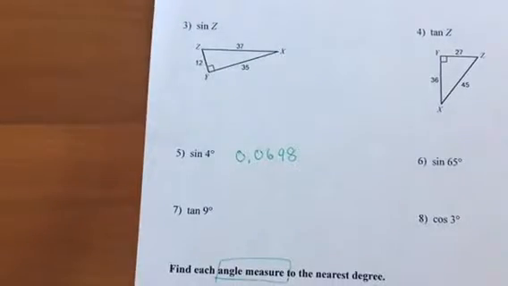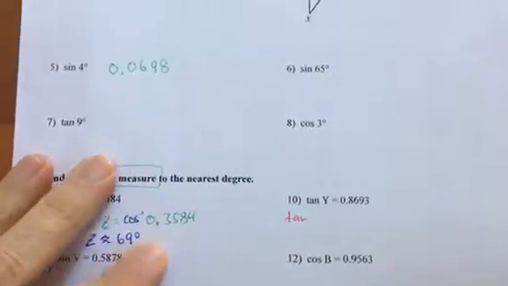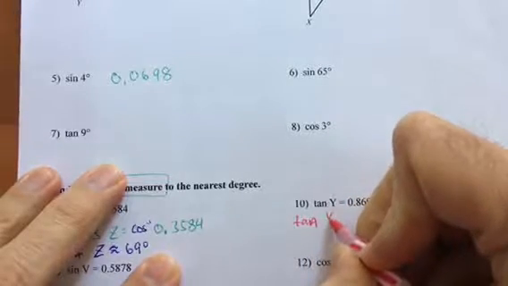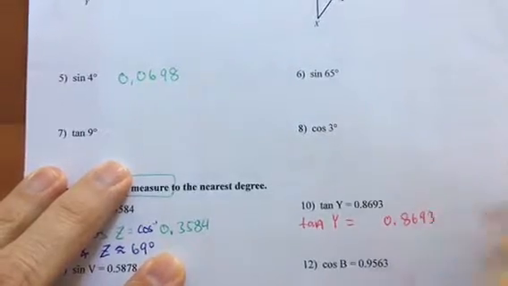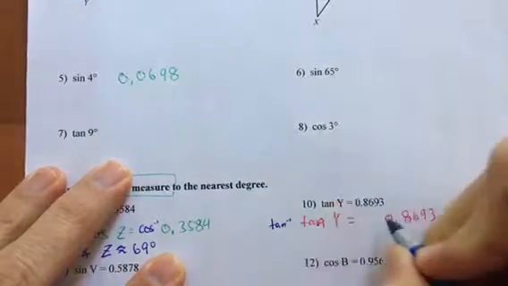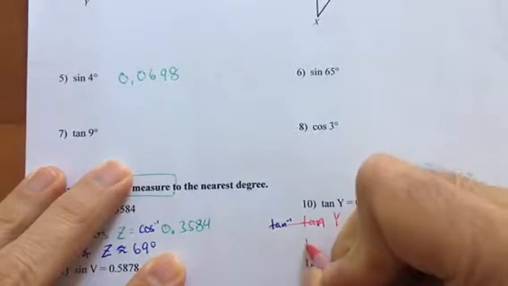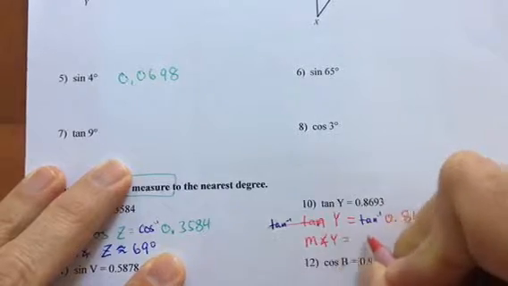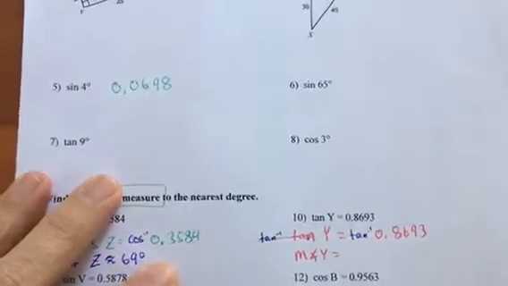I'll do one more. We haven't done a tangent yet, so I'll do a tangent. They're saying that tangent of angle y equals 0.8693. To get rid of a tangent, I use inverse tangent. These will cancel. Measure of angle y equals inverse tangent of 0.8693. I'll go to the table.